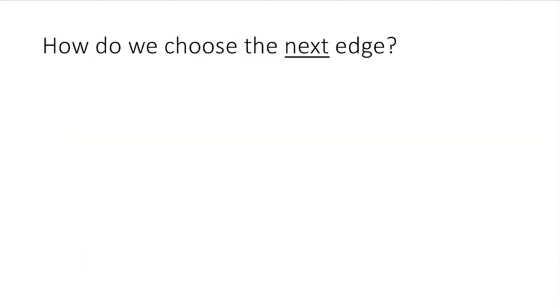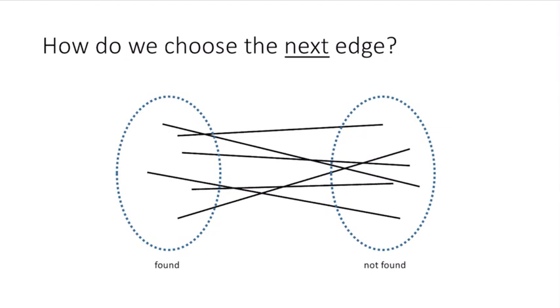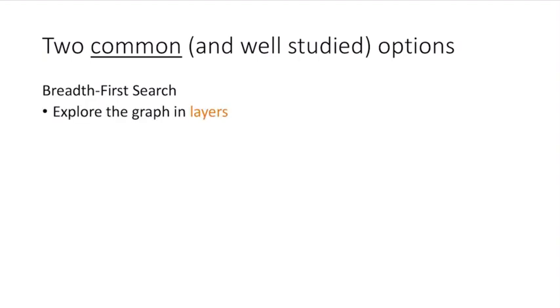All right, well, let me set up the next lecture. So how do we choose the next edge? We have a bunch of vertices that have been found, we have a bunch of vertices that have not been found, and we have a bunch of edges connecting from found vertices to not found vertices. How do we pick a specific edge? Well, we'll look at two commonly studied options. First is breadth first search. You can think of this as exploring the graph in layers.